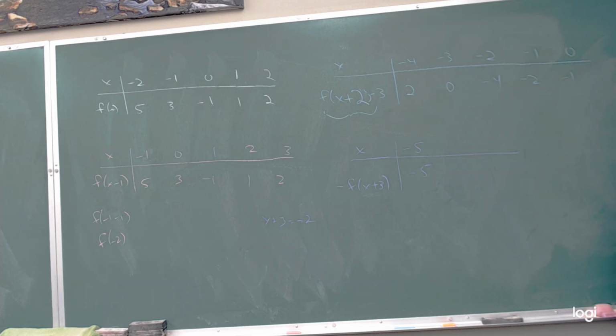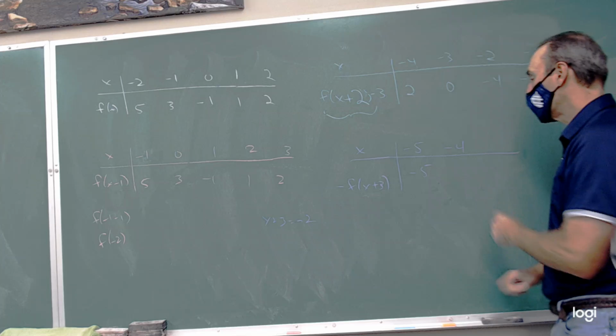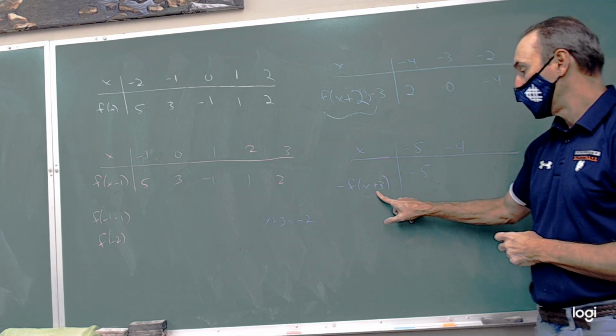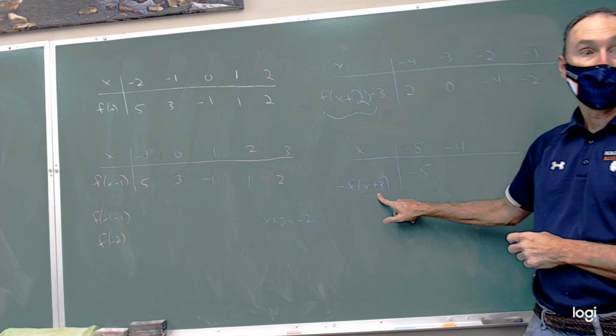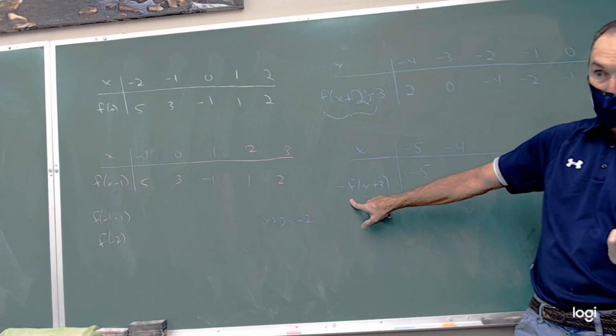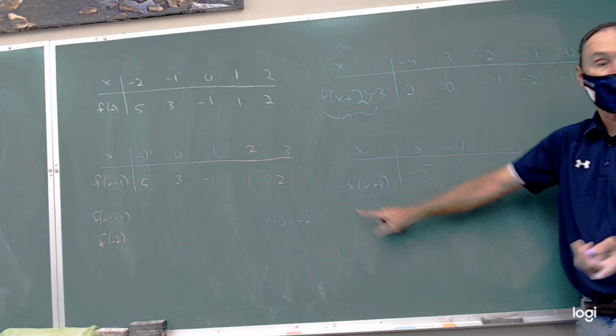Oh, a twisted path. Katie, what's the next one? -4. Good. And what we evaluate is f of -1. And f of -1 is 3, and that gets multiplied by -1, it becomes -3.